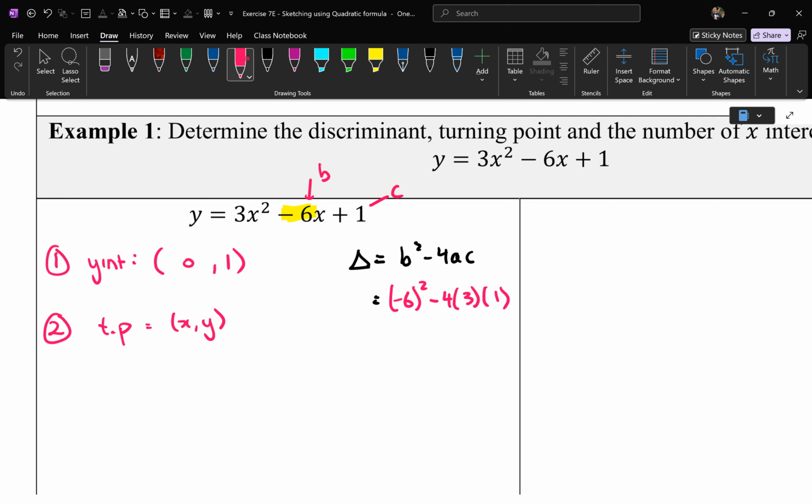So here's my C, here's my B, here's my A. Putting them together, negative 6 squared is 36 minus 4 times 3 times 1, which is 12. Regardless, I don't really need to know the answer. I just need to know, is it positive or negative? In this case, it is positive, so I already know, yes, there are going to be two solutions. But since we're going to use the quadratic formula to solve, it might benefit you to find the discriminant. 36 minus 12 gives you 24. Very good.